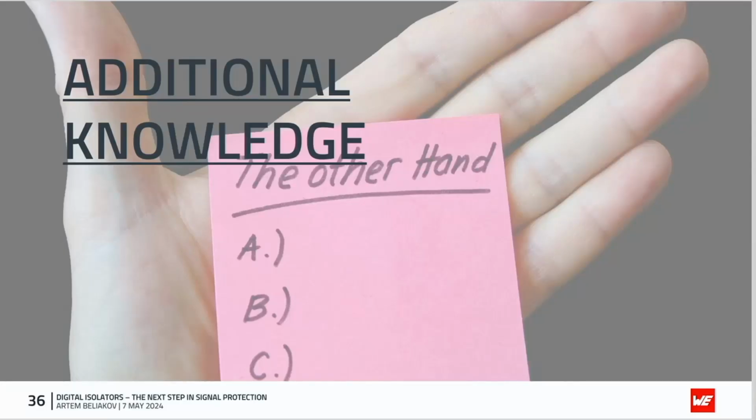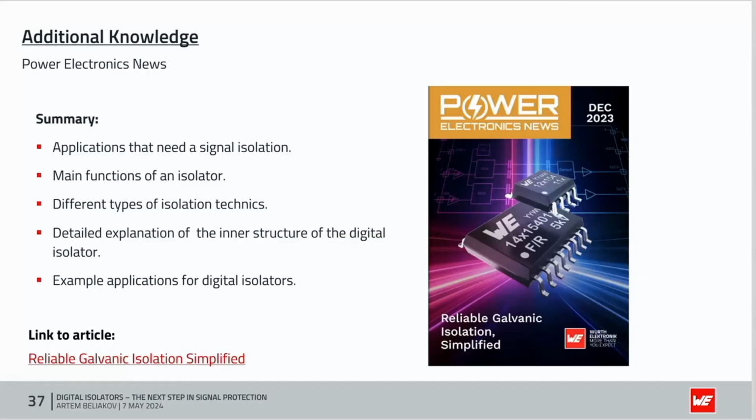What else do we have? A few months ago, we released new articles about digital isolators, where again you can find very useful information about applications, main functions of isolators, and different types of isolation techniques. You can find a detailed explanation of the inner structure of the digital isolator, and of course, examples for different applications.